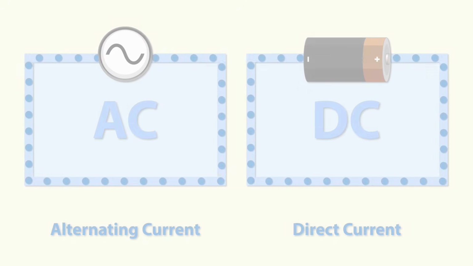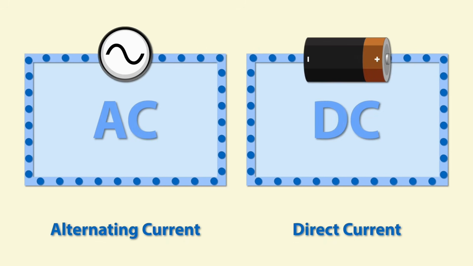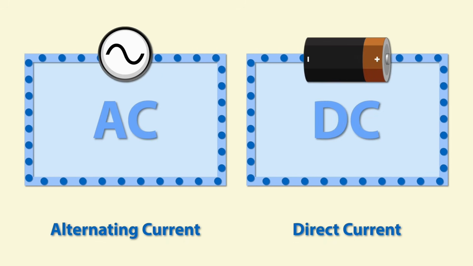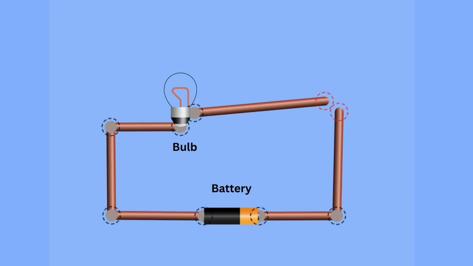Before we talk about DC and AC currents, let's first understand what current even means. Suppose we connect a battery to a bulb using wires. The battery creates a potential difference between its two terminals. The negative terminal has an excess of electrons, while the positive terminal has a shortage.